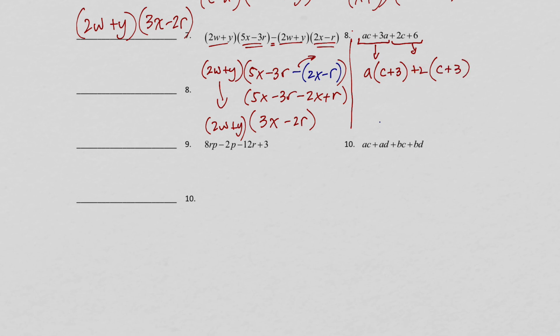Now, this makes this a term and this a term. And the common factor in each term is c plus 3. So that comes out. And then I'm left with a plus 2. And that's all you can do.